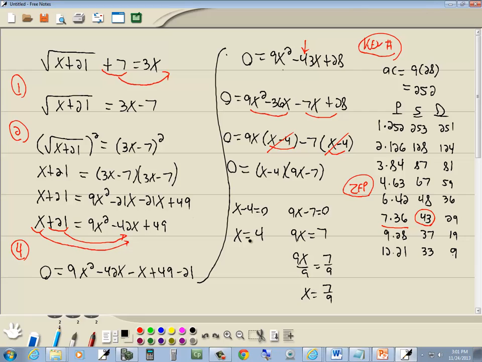Well, let me check the 4. Put 4 in here. 4 plus 21 is 25. Square root of 25 is 5. 5 plus 7 gives us 12 on that side. If I put 4 over here, 3 times 4 is 12. So it checks.